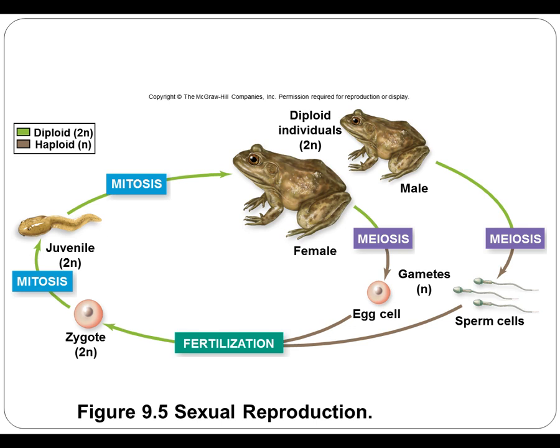Other species, like here we have a frog, go through a unique cell division where it has what's called a juvenile, and it can grow into an adult. Some plants have different life cycles. So not all life cycles are the same, but fundamentally, the gametes have half as many chromosomes, so that the resulting adult would have the correct amount of chromosomes.